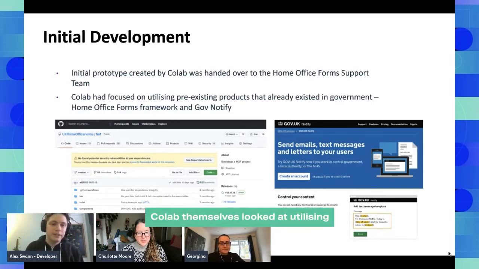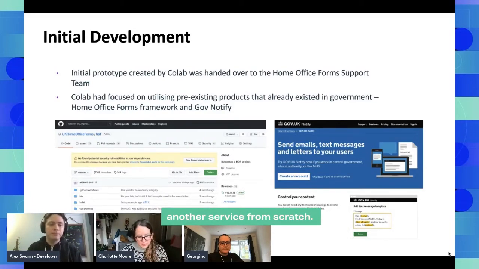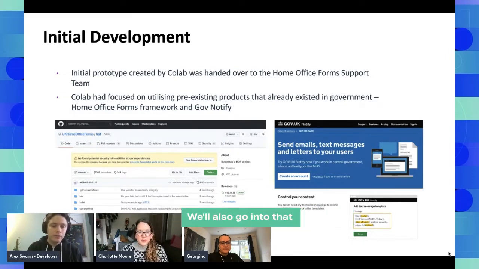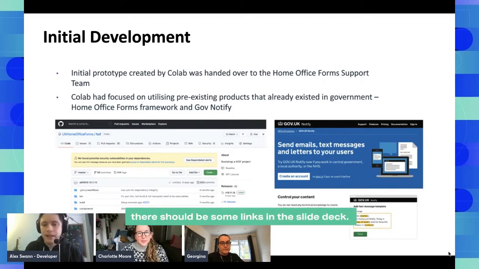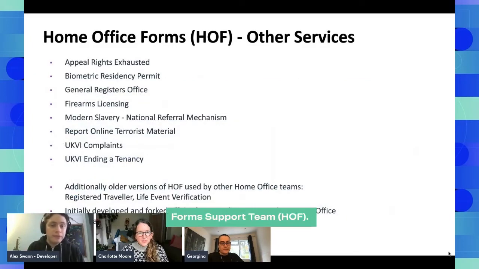CoLab themselves looked at utilizing pre-existing products to set up RIL, rather than build another service from scratch. They used an in-house built framework called Home Office Forms. We'll go into that in a little bit of detail. And they used GovNotify, which is a government digital services supported service, used for email and text notifications, as well as paper sent out in the mail. If you want to have a look at that, there should be some links in the slide deck if you would like them.